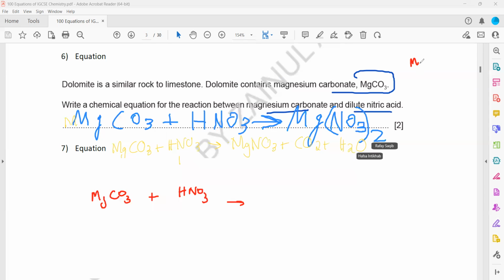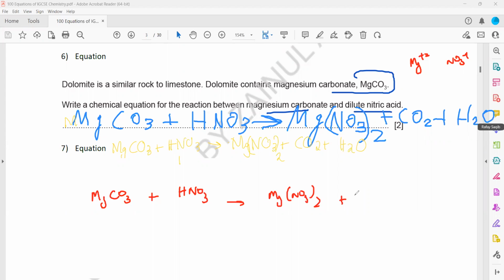So the formula is important. Magnesium is plus 2 and nitrate is minus 1, so magnesium nitrate will be Mg(NO3)2. Along with the salt, water will be there, which is H2O, plus carbon dioxide. And then after writing the equation, you just have to balance.